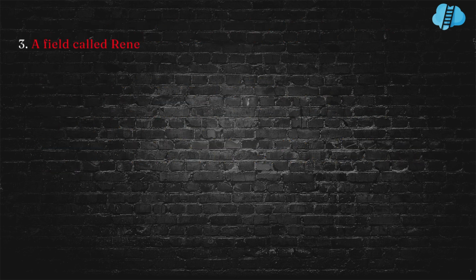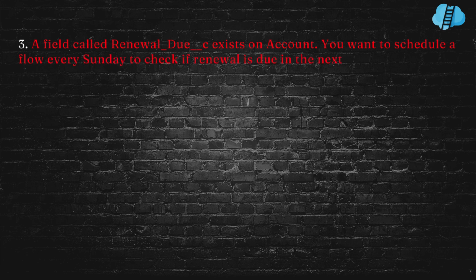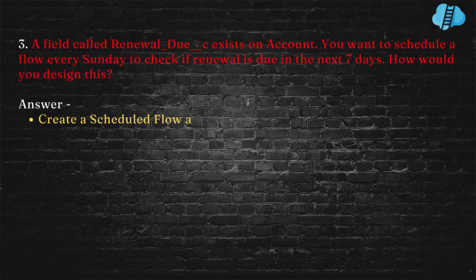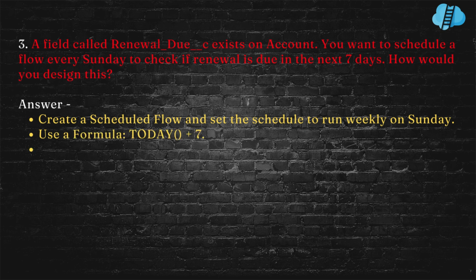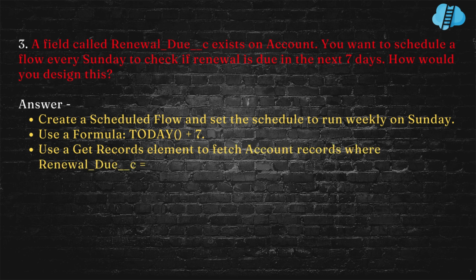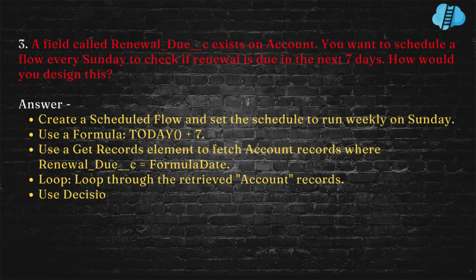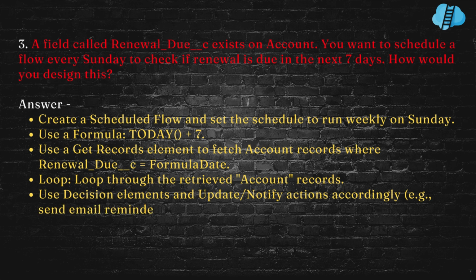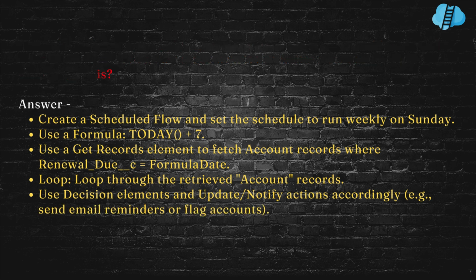3. A field called renewal_due__c exists on account. You want to schedule a flow every Sunday to check if renewal is due in the next 7 days. How would you design this? Answer. Create a scheduled flow and set the schedule to run weekly on Sunday. Use a formula, today plus 7. Use a getRecords element to fetch account records where renewal_due__c equals formula date. Loop. Loop through the retrieved account records. Use decision elements and update, notify actions accordingly, e.g., send email reminders or flag accounts.